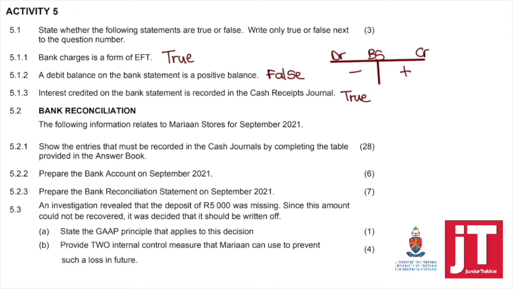And then 5.3, an investigation revealed that the deposit of 5,000 was missing. Since this could not be recovered, it was decided it should be written off. State the GAAP principle that applies to this decision and provide 2 internal control measures that Marianne can use to prevent such a loss in the future. So this is where the GAAP and internal control is introduced into bank reconciliation.